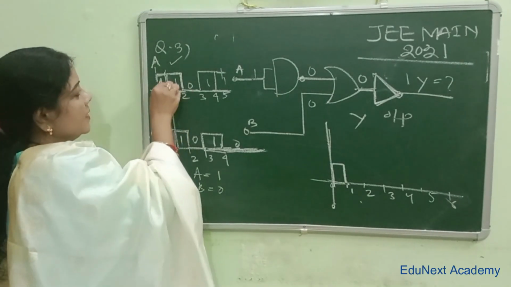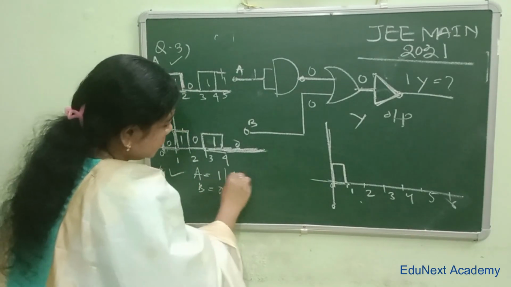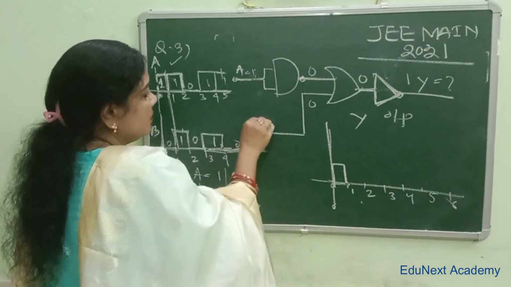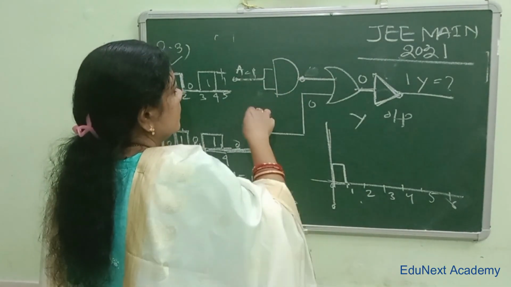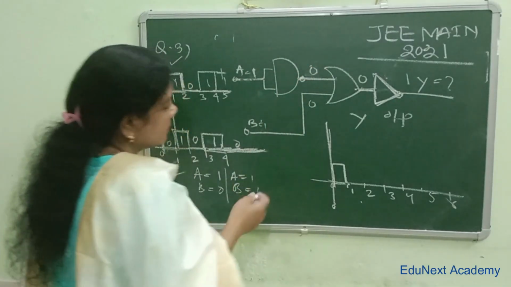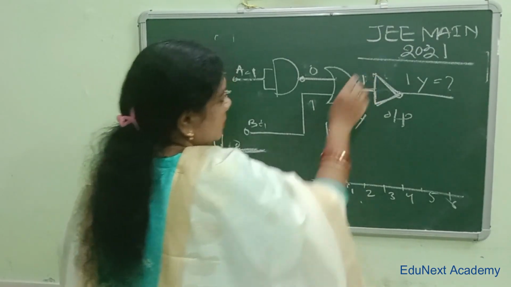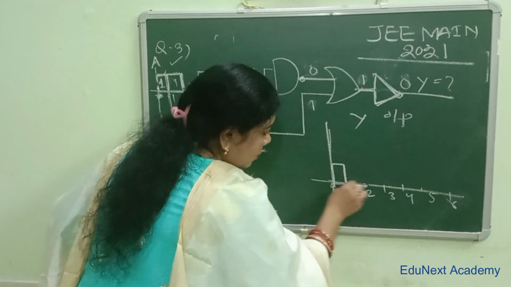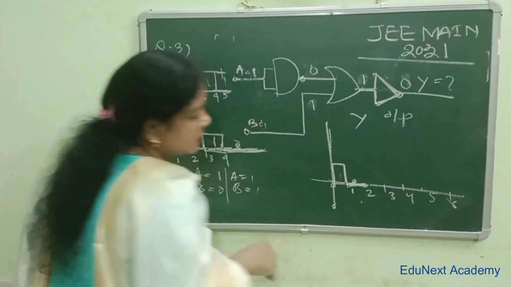Next, in the second interval, 1 to 2, both are 1. A is 1, B is also 1. Now let us put A equal to 1, B equal to 1. If you put A equal to 1, obviously this will be 0. B is 1 means 1. 1 plus 1 is equal to 1. So the output will be 0. So in the 1 to 2 time period, the signal will remain 0.